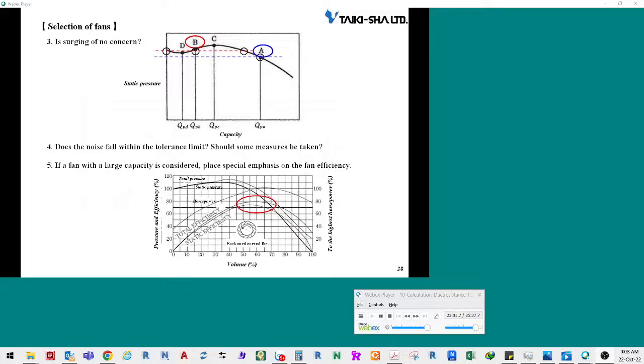Three, is surging of no concern? If the horizontal line of the fan static pressure intersects with some points on the performance curve, the fan performance changes at operating points between such points on the curve. In this situation, the fan operation is unstable. Vibration and noise are generated. The fan may fail. Select a fan so that only one operating point can exist on the performance curve.